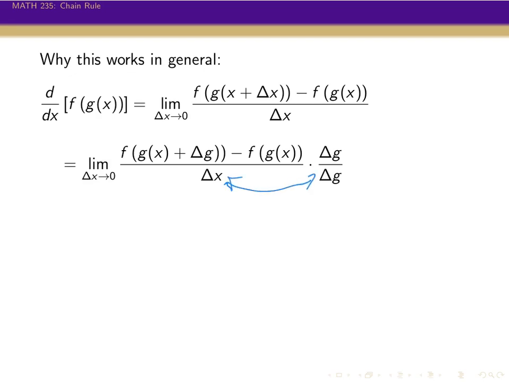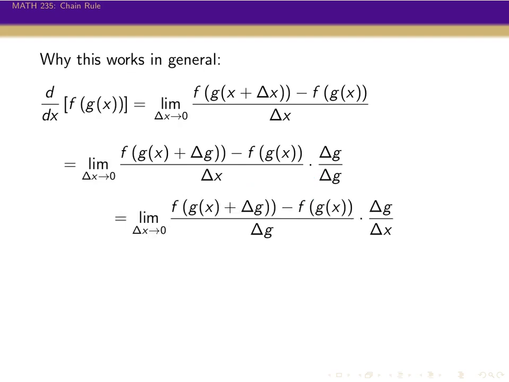Okay, and we're allowed to do this because they're getting multiplied together. And so we're going to rewrite this with the two denominators swapped. What's nice about doing this is now we have this delta g over delta x. As we take delta x going to 0, this is going to become g prime of x. So this is the g prime of x that's getting multiplied at the end.